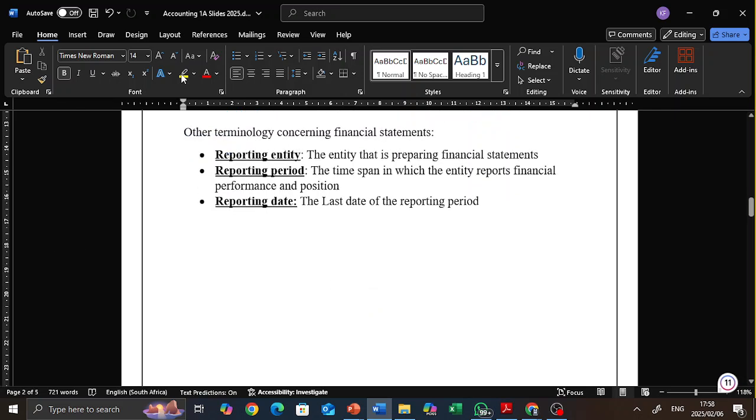Now we come to the reporting entity, reporting date, and reporting period. Reporting entity is the entity that will be in your question. So let's say Focus Academy, Pty Ltd, has a 30 June year end. Focus Academy is the reporting entity. 30 June year end is the reporting period. 30 June is the reporting date. Does that make sense? Is anyone lost?